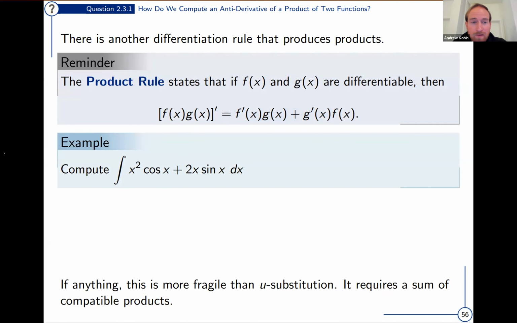If we want to compute the indefinite integral, we want to find some antiderivative of x squared cosine x plus 2x sine x dx. Think about it for a moment. Maybe pause the video and see if you can figure out, using this large hint here with the product rule, what an antiderivative of this expression is.